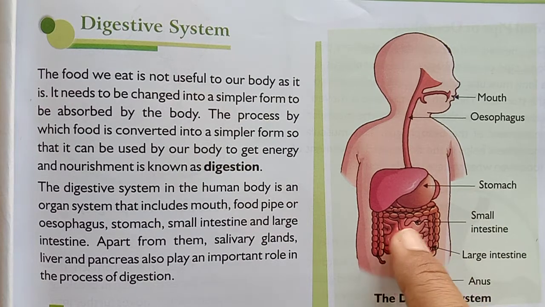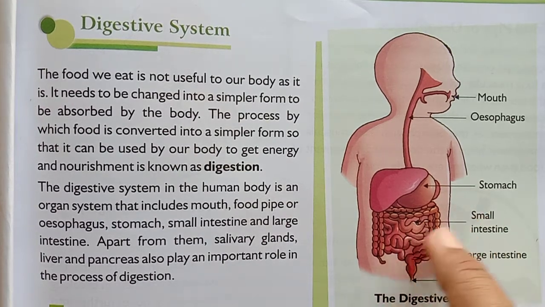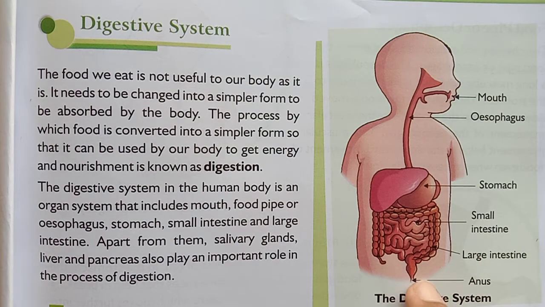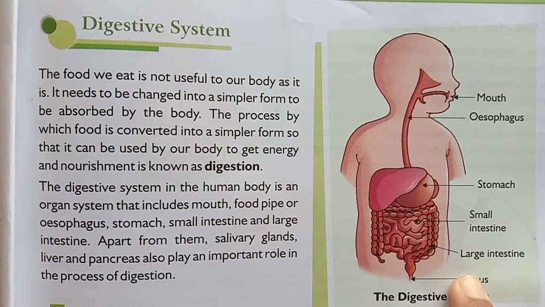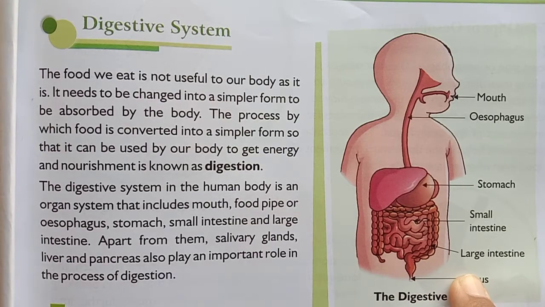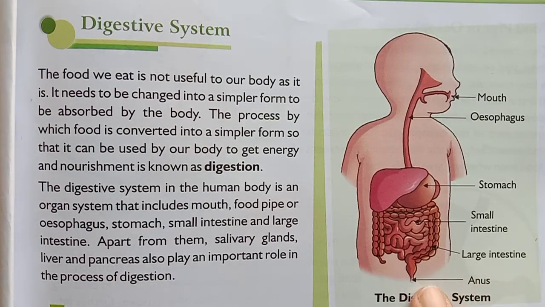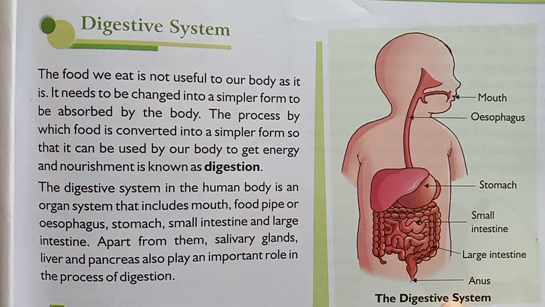Okay, and small intestine. This is the small intestine, and this is the large intestine. Okay, and this is the anus. Anus means the undigested food will be removed through this. So that is called the anus.